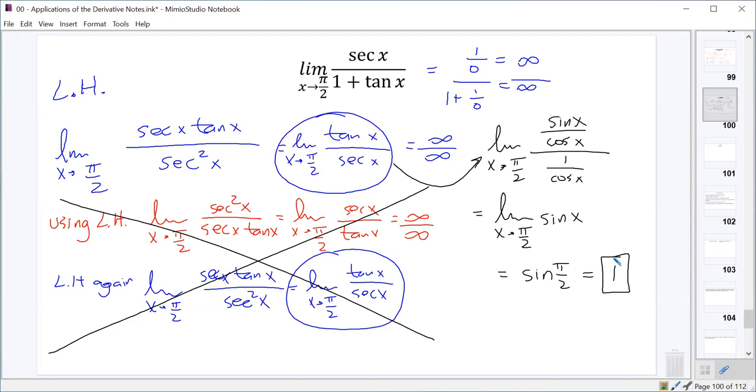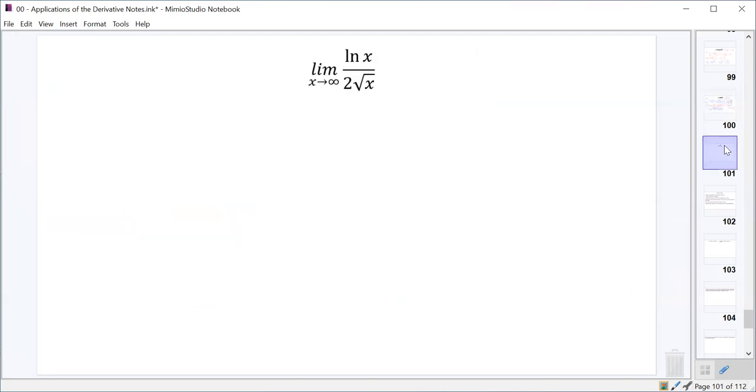So make sure that you're simplifying your trig functions rather than just kind of mindlessly using L'Hopital's rule for things that keep ending up being infinity over infinity. And this is the last one that we're going to look at here today.